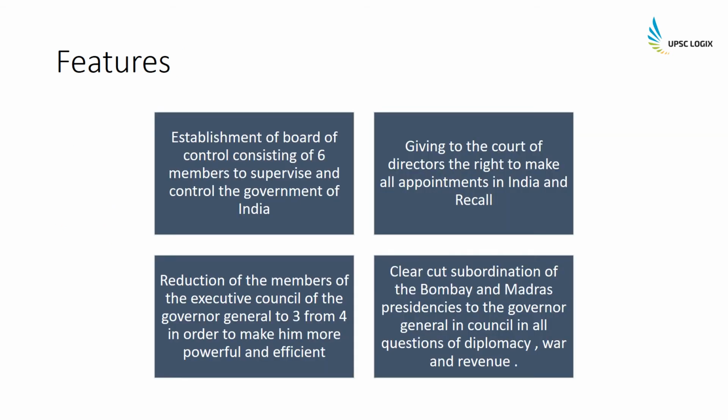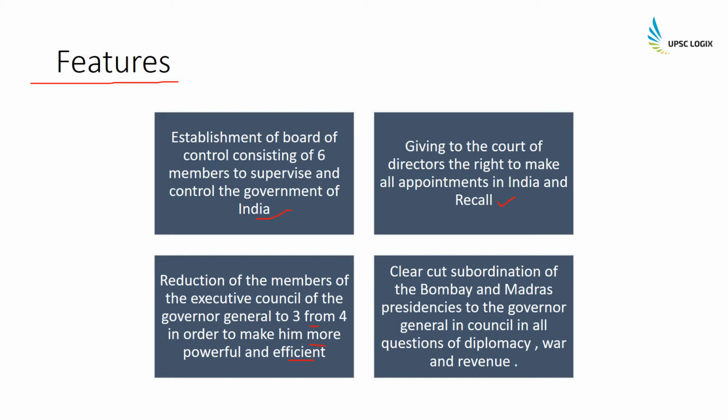So let us have a look at the features. There are four main features of this particular act. Number one was establishment of a board of control consisting of 6 members to supervise and control the government of India. Number two was giving to the Court of Directors the right to make all appointments in India and recall them. Number three was reduction of the members of Executive Councils of Governor General to 3 from 4 in order to make him more powerful and efficient.